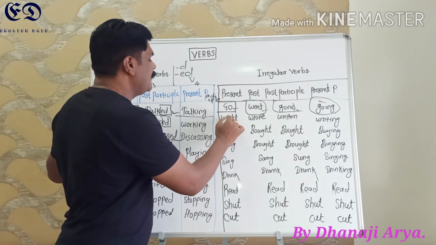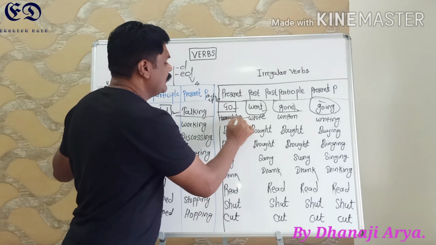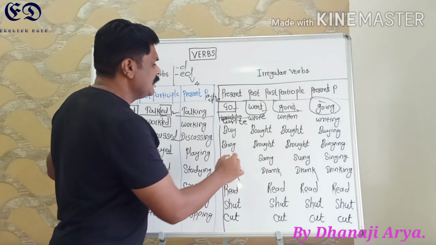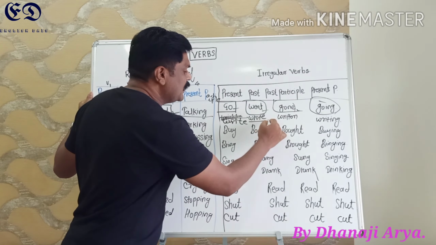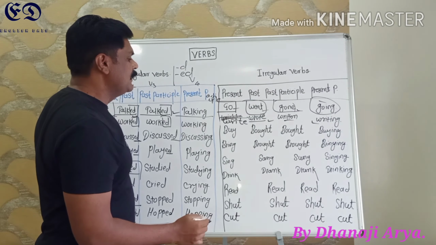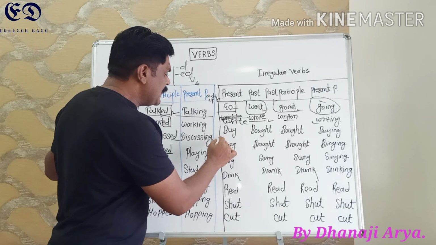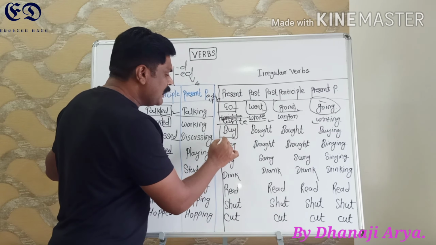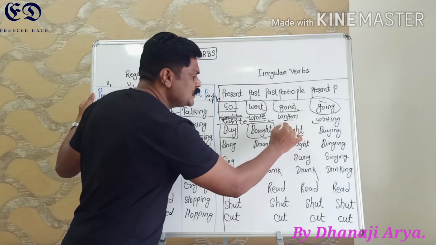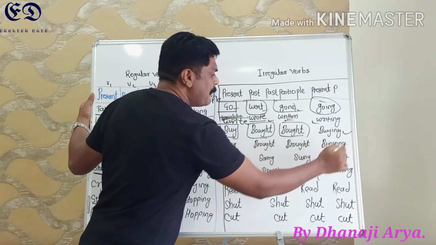Next one is going to be there. Yes, this is write, W-R-I-T-E, write, and second form is going to be wrote, third form is going to be written, and fourth form is going to be writing. One more is going to be here, buy, B-U-Y, buy. The next is going to be bought, third form is going to be bought, and fourth form is buying here.